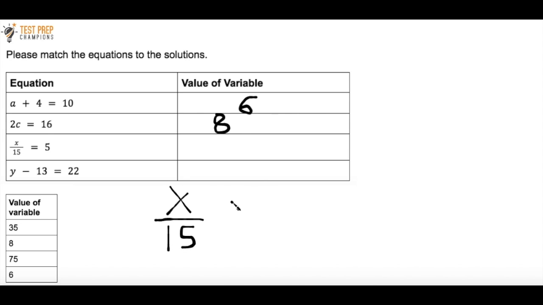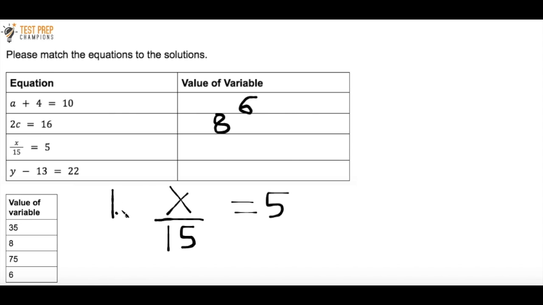Now we come to x divided by 15 equals 5. The first thing I see is that our variable here is x, and we want to get the x by itself on the left-hand side of the equation. So we have x divided by 15. What is the opposite of division? Well, the opposite of division is multiplication.